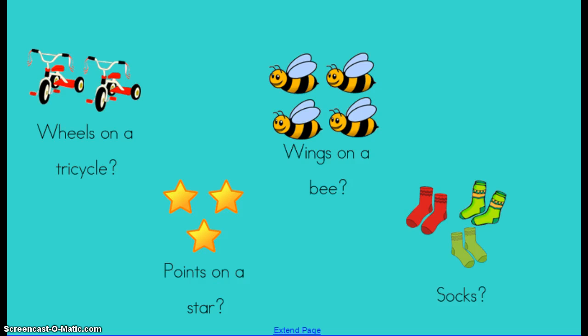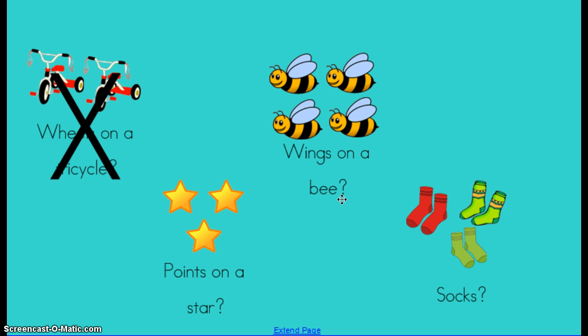Now let's take a look at some things. Let's decide if counting by 2s would be useful or not. So first here I have tricycles, and I want to know how many wheels are on a tricycle. If I counted the wheels 2, 4, I wouldn't get the correct answer because there are 3 wheels on each tricycle. So I would not count wheels on a tricycle by 2's.